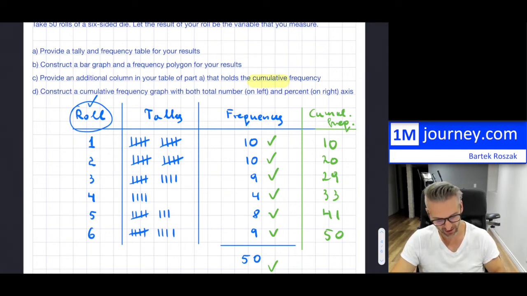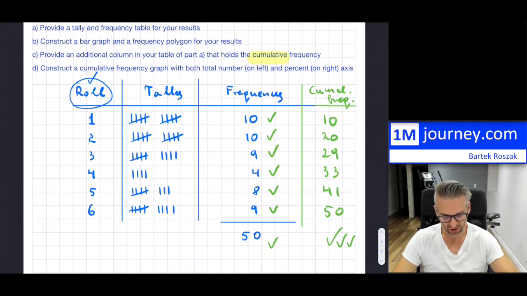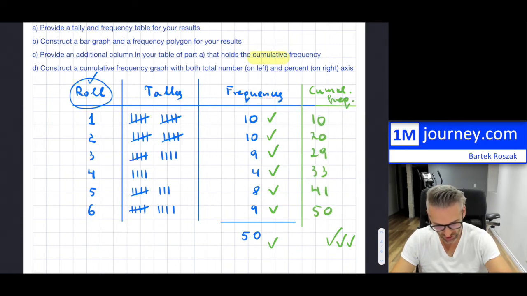And if you wanted this, in part D, it says construct a cumulative frequency graph with both the total number, so this is the total number, and then it says percent on the right axis. You can actually change these to percents, right? For instance, if I shift this over, I'm going to do that on the side. You can shift it to percent, because 10 out of the 50 is 20%. Then it's 20 out of the 50, so this becomes 40%. And you can continue on.